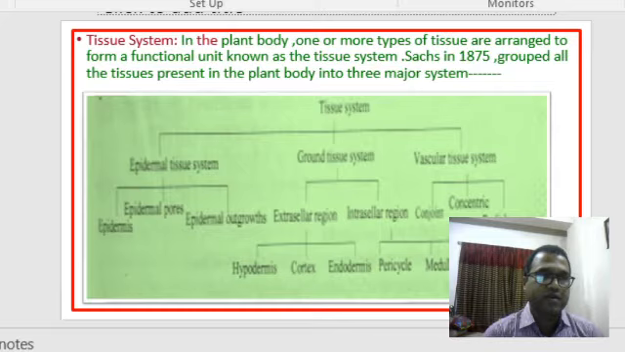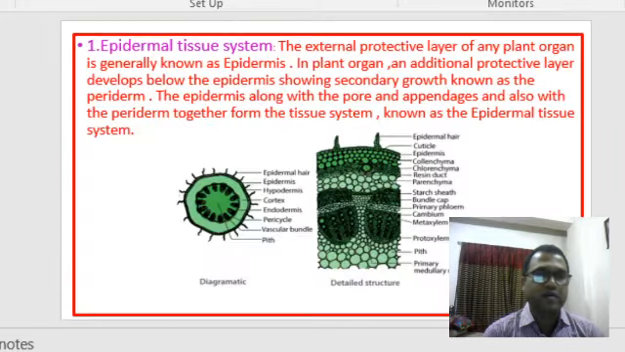Next, what is the epidermal tissue system? From this picture we can easily understand the epidermal tissue system. If we look at the epidermal hair, this one is a transverse section of a dicot stem. There are present epidermal hair, epidermis, hypodermis, cortex, endodermis, pericycle, vascular bundle and pith. And this one is the magnified picture of this transverse section.